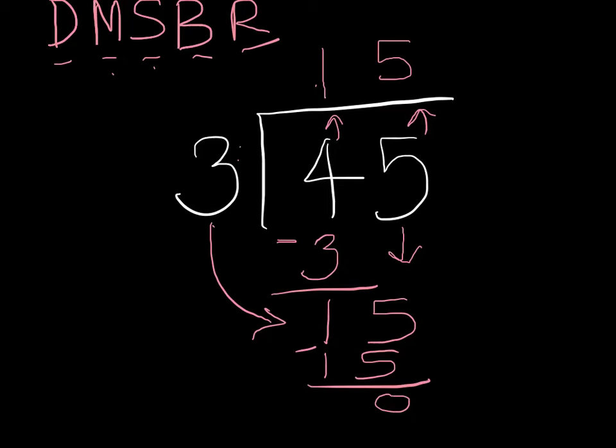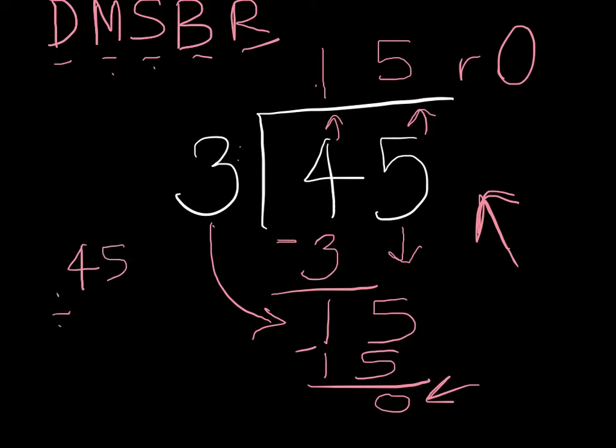And then bring down. Well, we don't have anything else over here to bring down. So we are done. We do not have a remainder for this one, so the remainder is 0 because we got a 0 down here. And we don't need to repeat because there wasn't another digit right here. So 45 divided by 3, we found out, is 15.